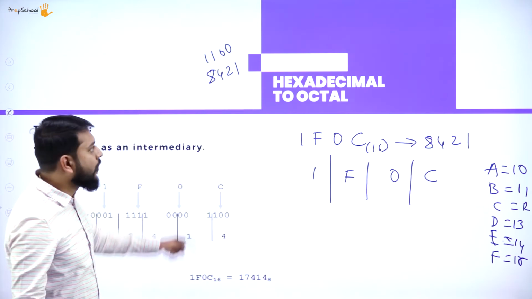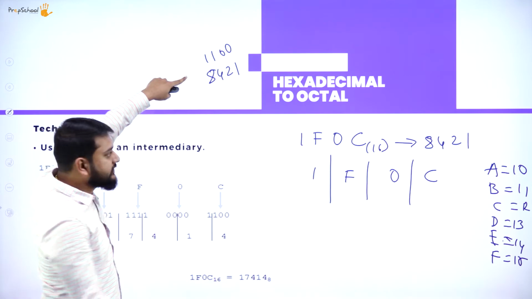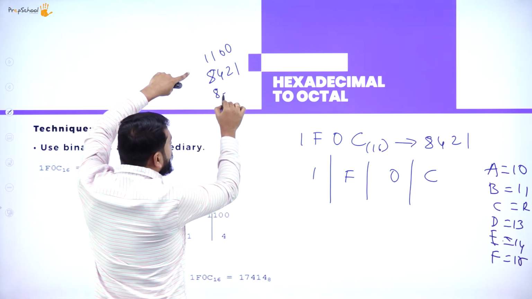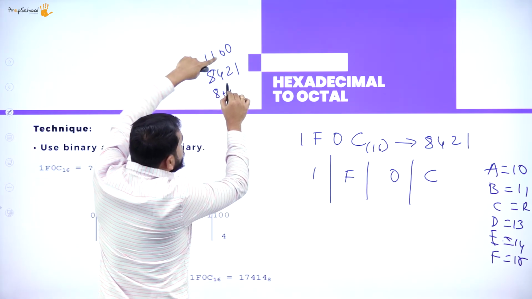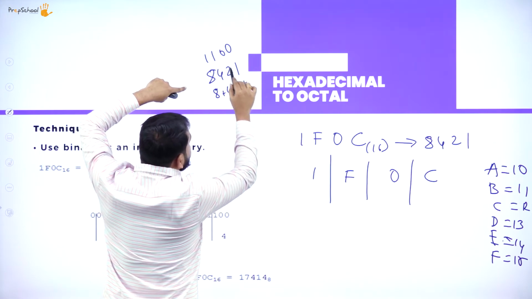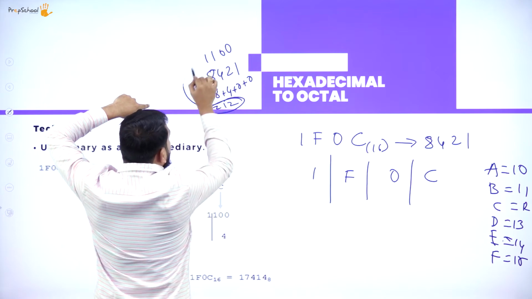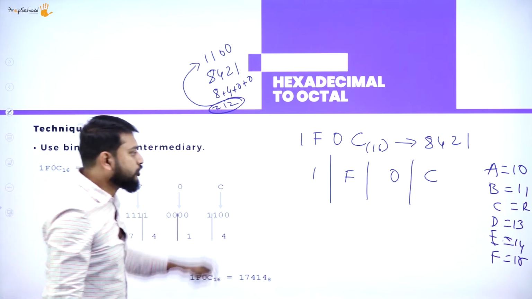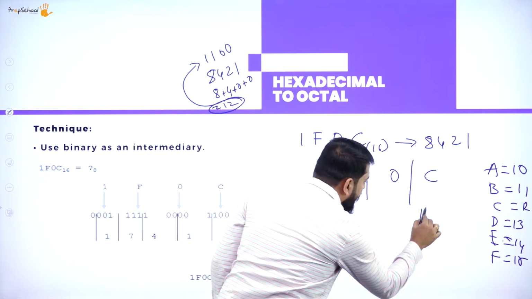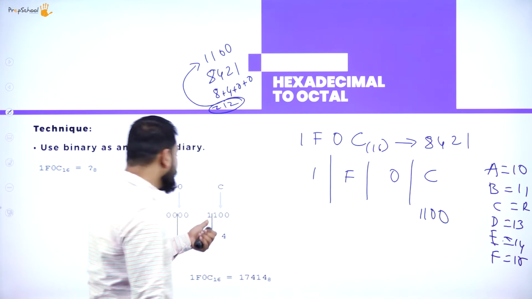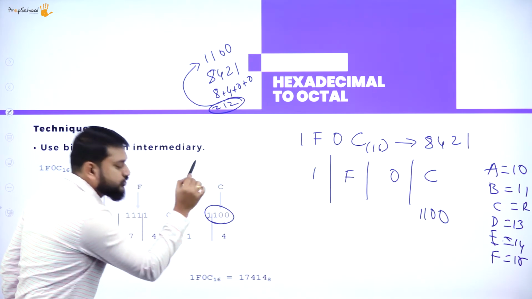Yes or no? Yes. Why? Because 1 into 8 is 8. 1 into 4 is 4. 0 into anything is 0, plus 0 into anything is 0. So I got 12. For this 12, the binary equivalent is 1100. So fine, I'll write 1100. Do I have that number here? Yes, I have. So check it.